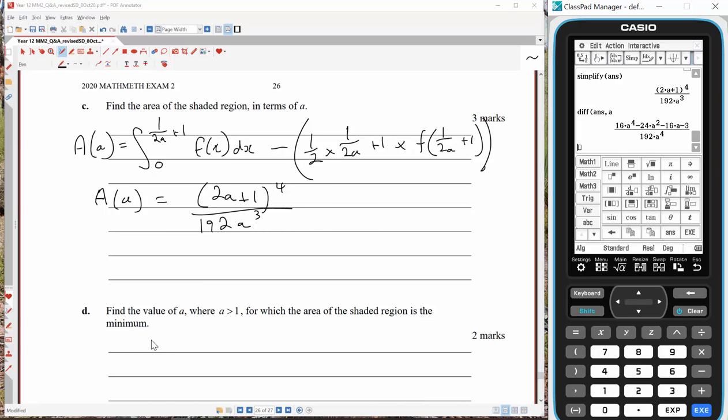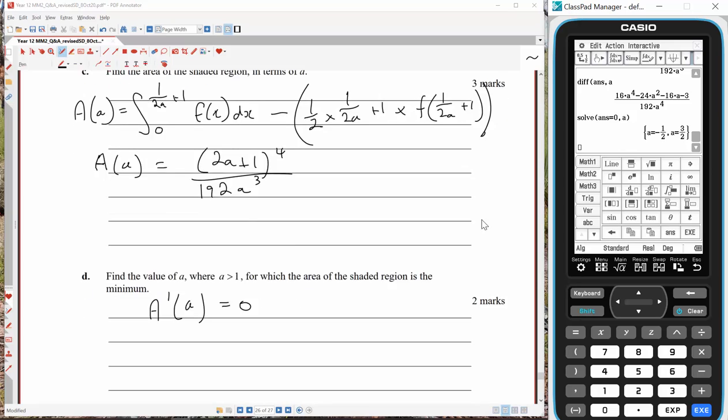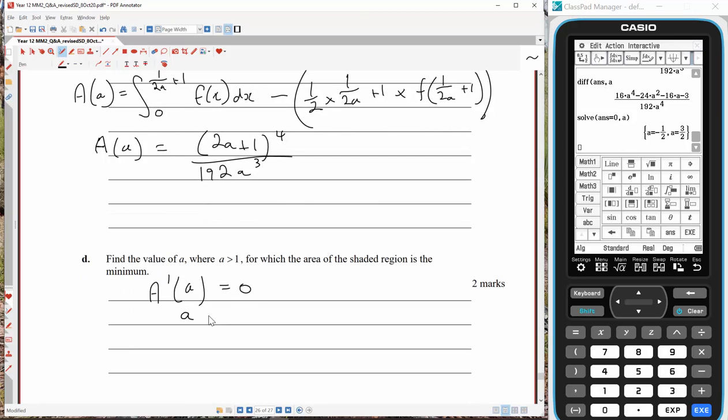So my working out is going to be A dash A equals 0. And so let's do that. Solve the derivative equals 0 for A. A is equal to -1/2. A is equal to 3 on 2. But A is greater than 1, so A is equal to 3 on 2.